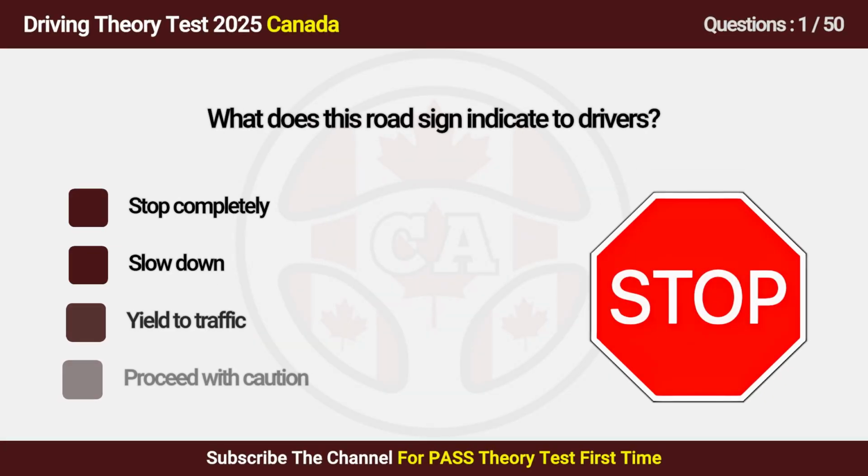Question 1. What does this road sign indicate to drivers? A. Stop completely. B. Slow down. C. Yield to traffic. D. Proceed with caution.